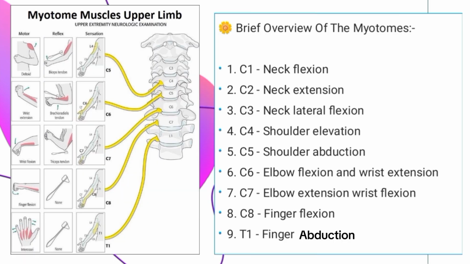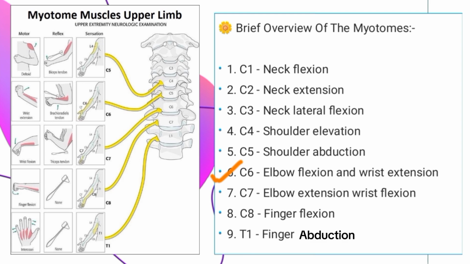So first हम डिस्कस करते हैं बेसिक ओवरव्यू के बारे में. तो C1 is for neck flexion and C2 is for neck extension. C3 is for neck lateral flexion. C4 is for shoulder or scapular elevation. C5 is for shoulder abduction.